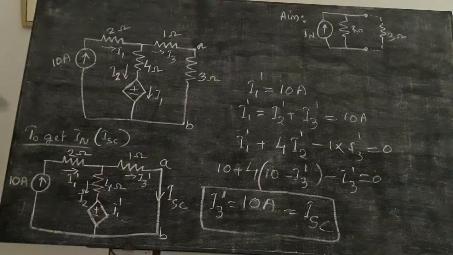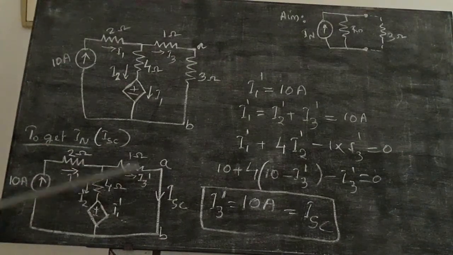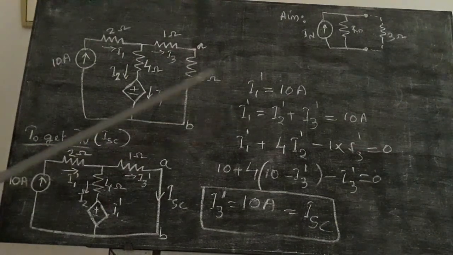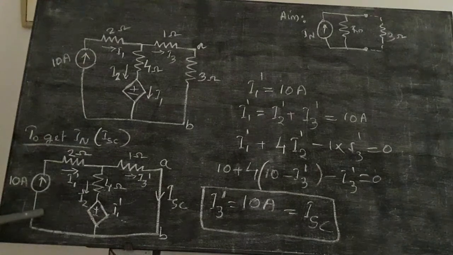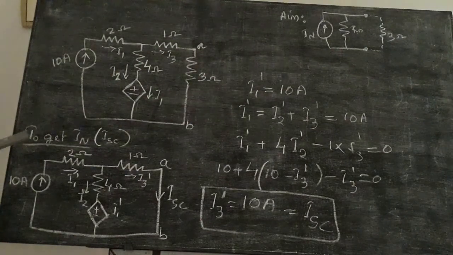For that we are using KCL and KVL equations. In this junction, apply KCL. I1 dash is entering the node, I2 dash and I3 dash are leaving the node. So, as per the KCL equation, I1 dash is equal to I2 dash plus I3 dash. But we know what I1 dash is. I1 dash is the current in this branch. Here is a current source of 10 ampere. So I1 dash is equal to 10 ampere.